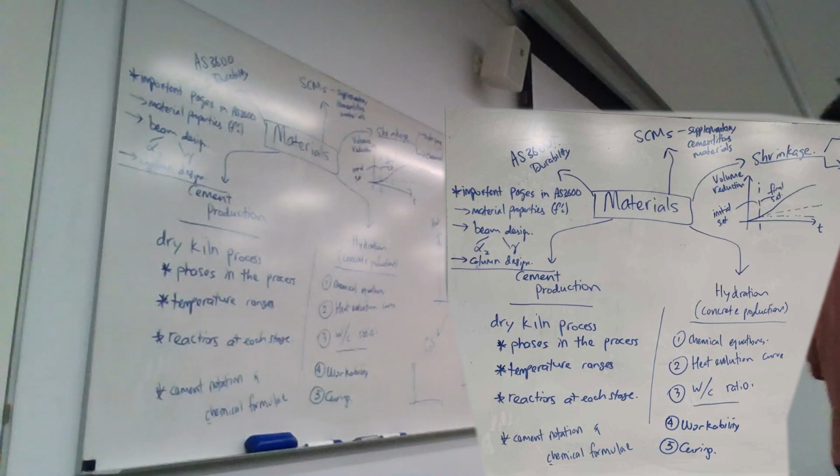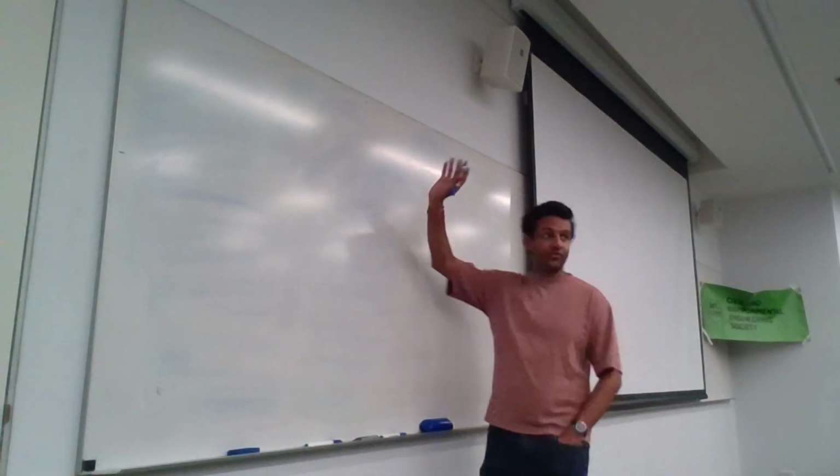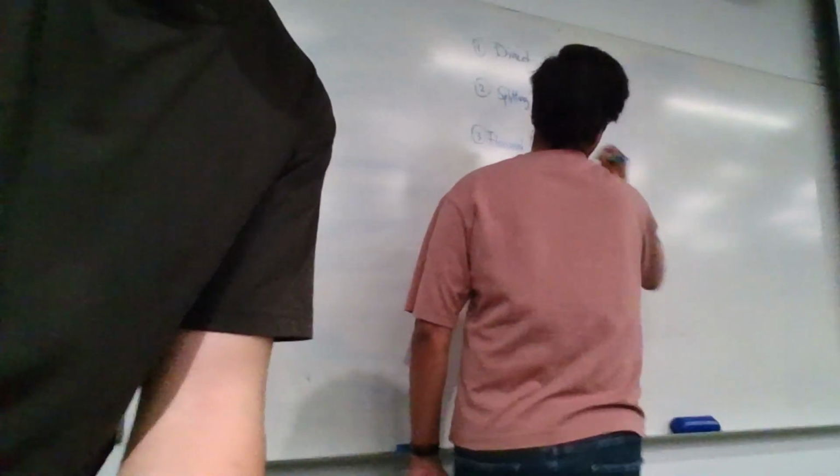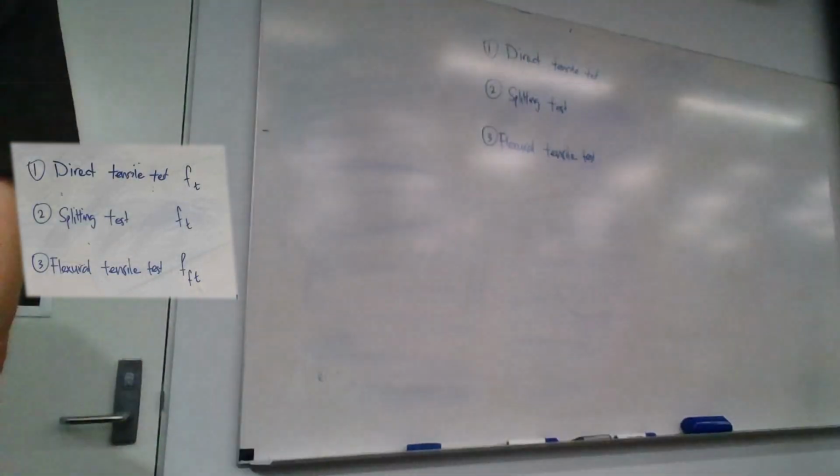You went over compressive strength and tensile strength as well. Is that in the material section? We spent a fair bit of time on it. There are 3 ways to test the tensile strength of concrete. The first way is called the direct tensile test. The second way is the splitting test. And the third way is the flexural tensile test. Okay, 3 ways to get your tensile strength of concrete.